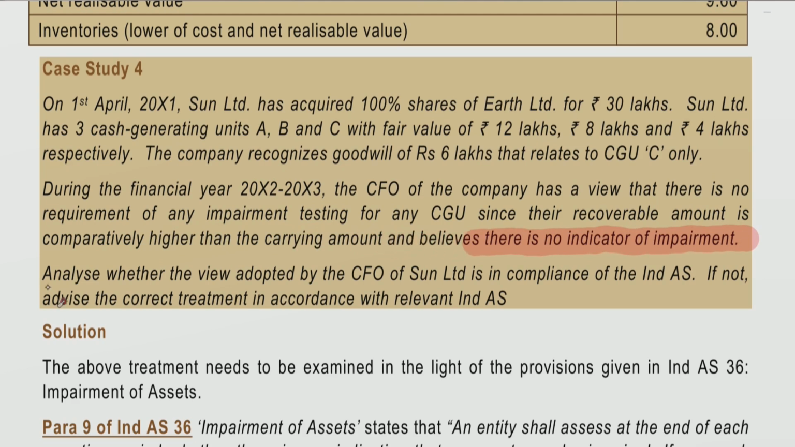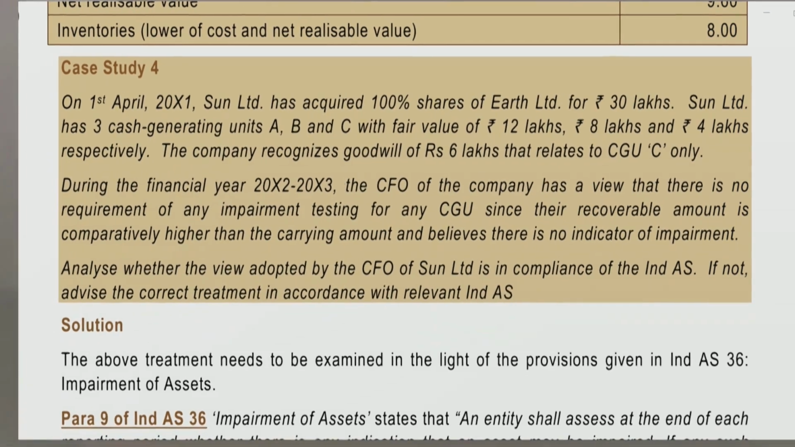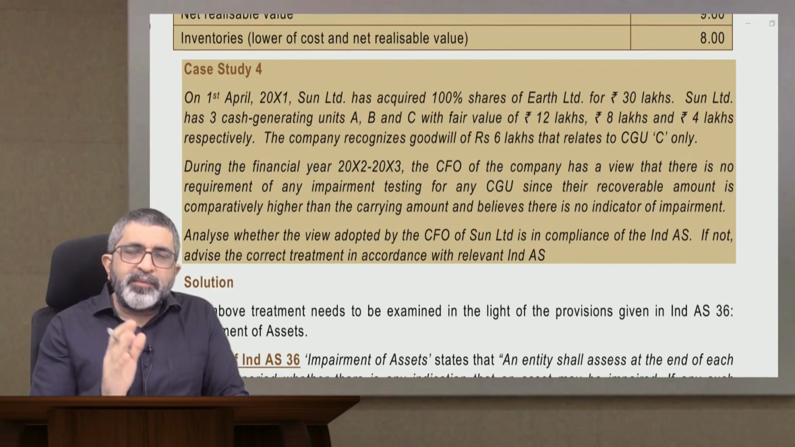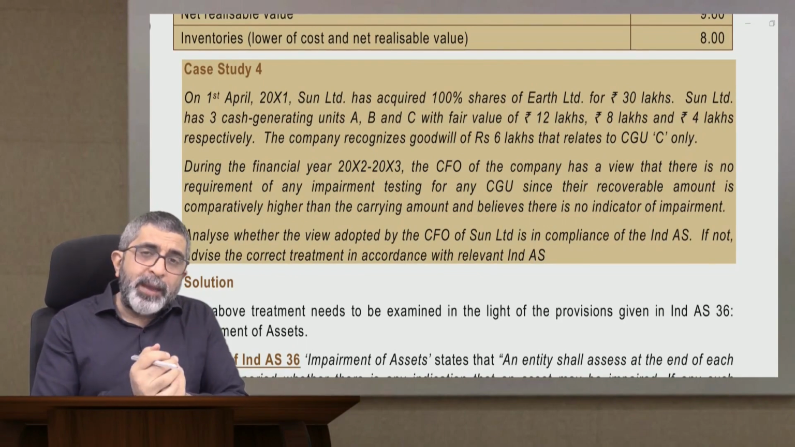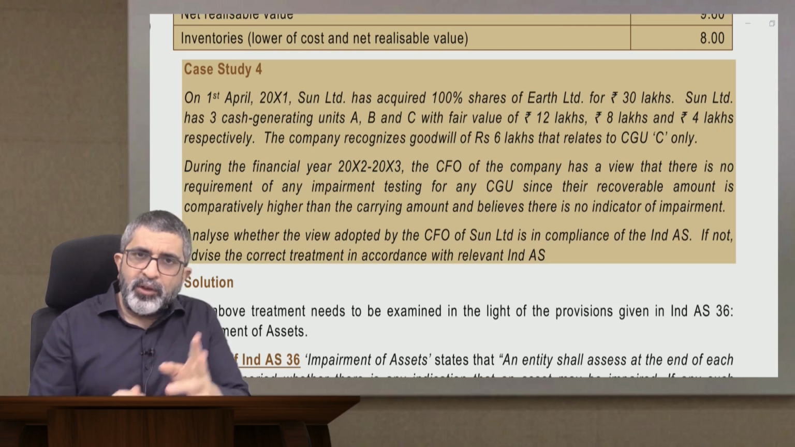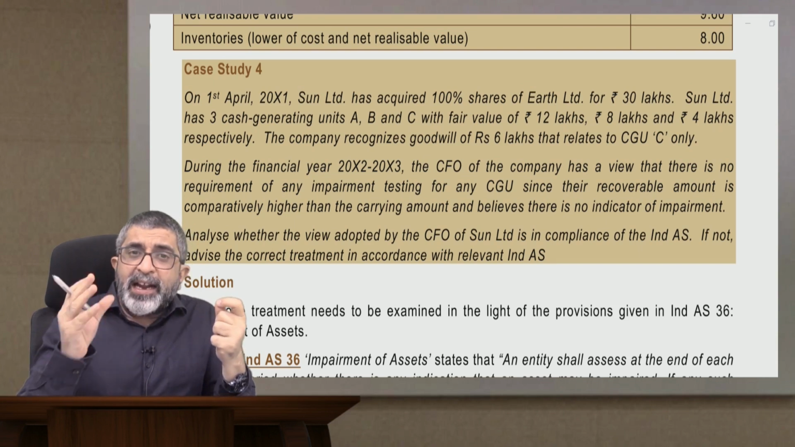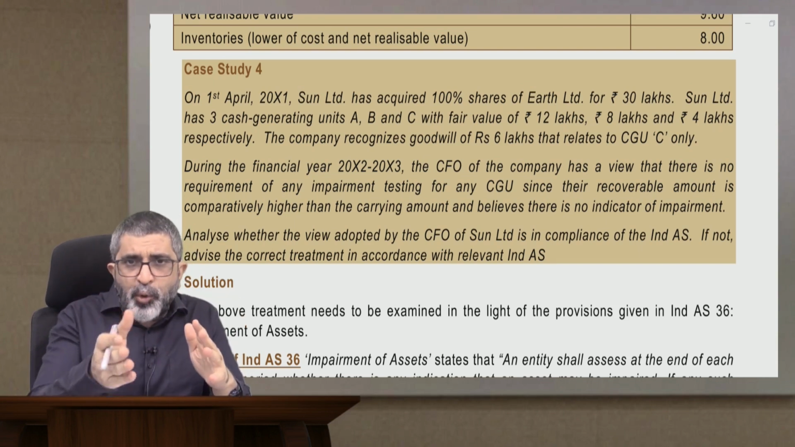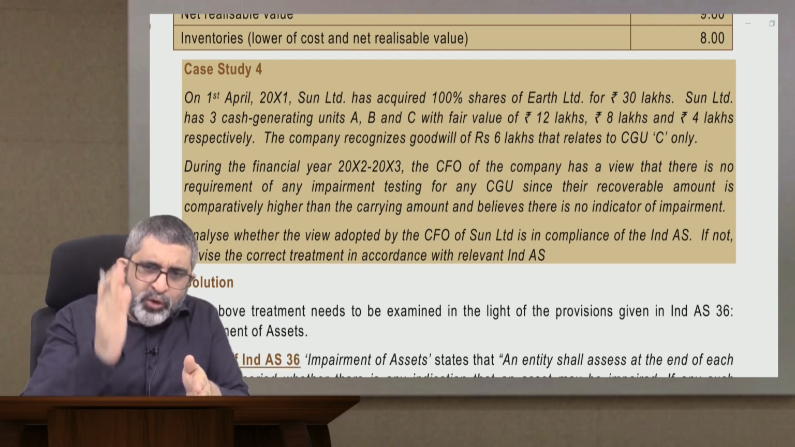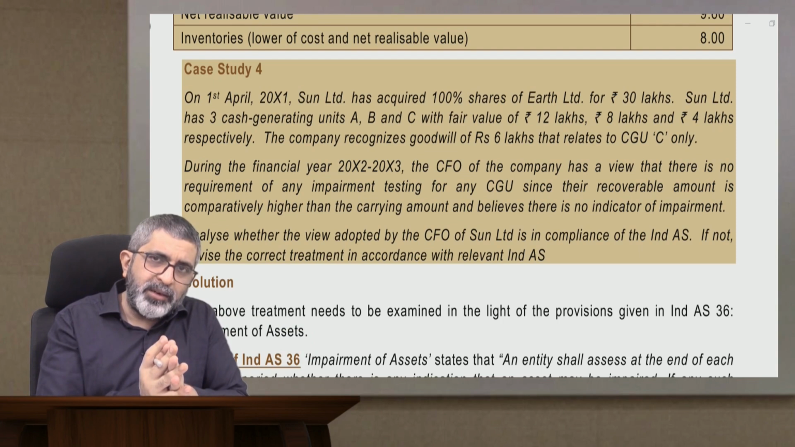indicator of impairment. Analyze whether the view adopted by CFO of Sun Limited is in compliance of the Ind AS. If not, advise the correct treatment in accordance with the relevant Ind AS. Now guys, this is again a very simple case what I find. You know one thing, when should you apply test of impairment as per Ind AS 36? 2 scenarios. Number 1, wherever there is an indication of impairment at the reporting date, if you have any indications of impairment, you are definitely supposed to carry out the test of impairment.